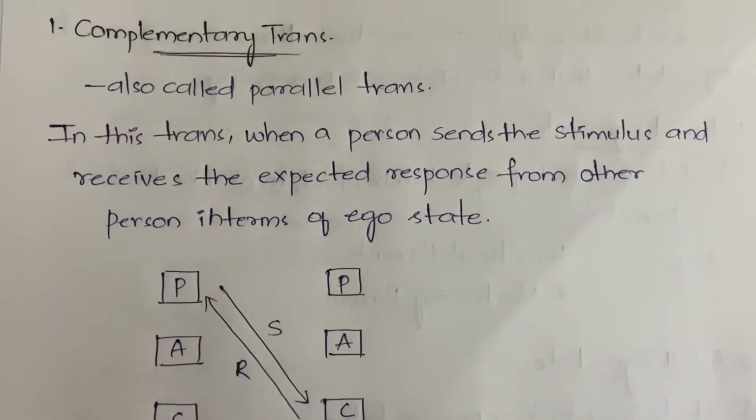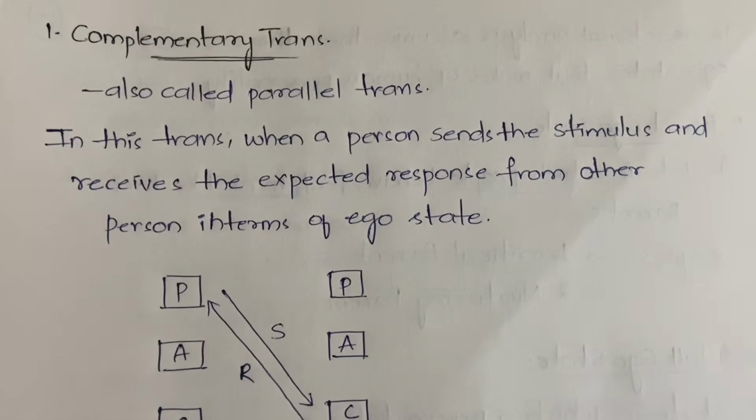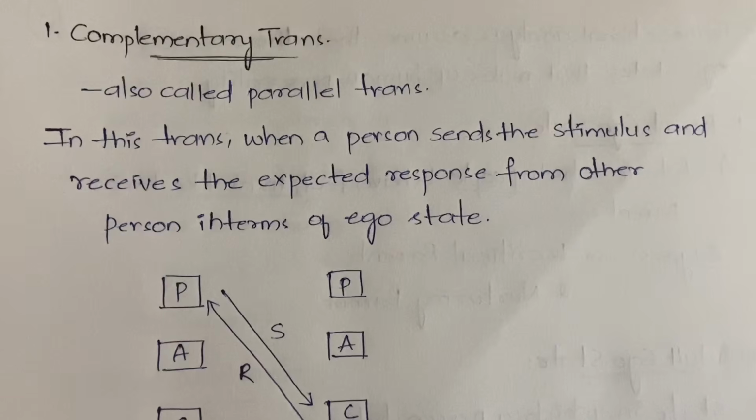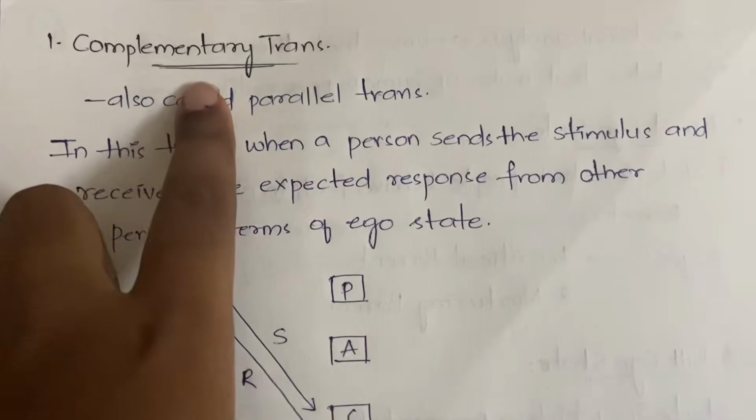So first is complementary transaction. This complementary transaction is also called a parallel transaction. Why? Because when you are sending a request or a stimulus or a message, you expect the result, right? You expect the response. So if you are getting the expected response, then it is called a complementary transaction.